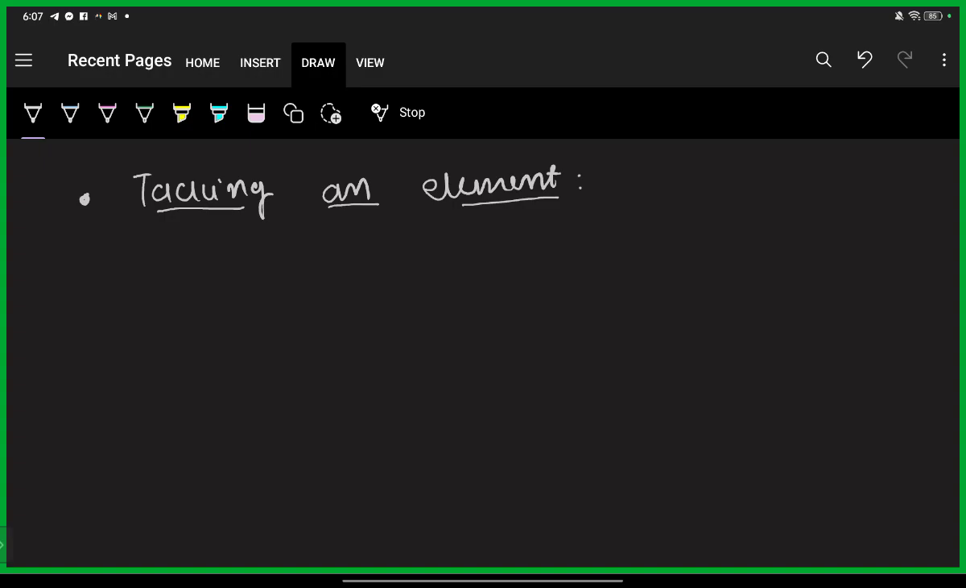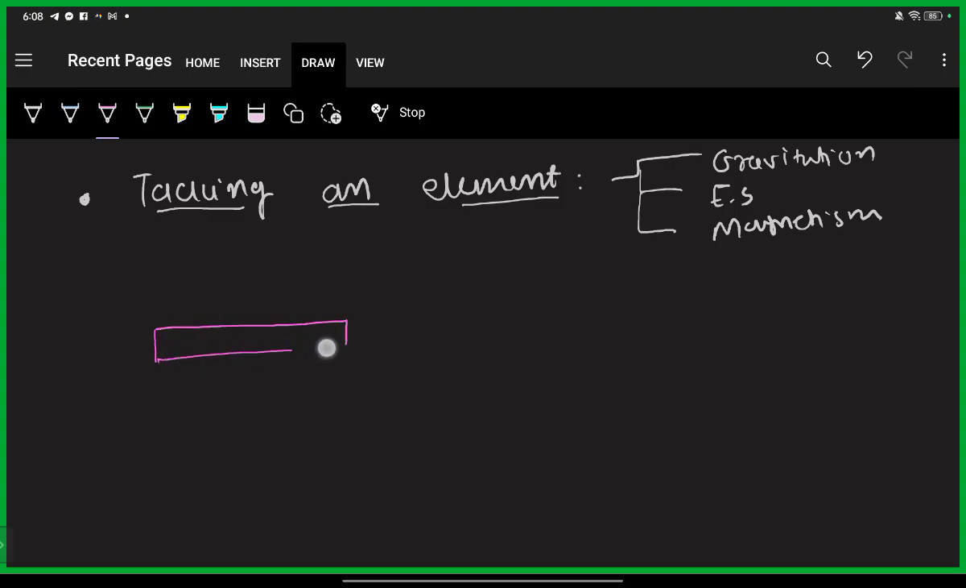So basically we are covering three chapters: gravitation, electrostatics, and magnetism. So first of all, let's say there is this rod given, and it is having some lambda charge density. First of all, remember this: almost always, if they give you a rod, that means it is having a lambda linear charge density, because it's basically a one-dimensional object. You can take it as a line.